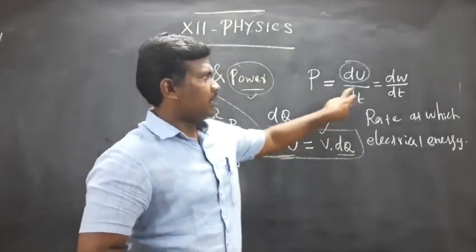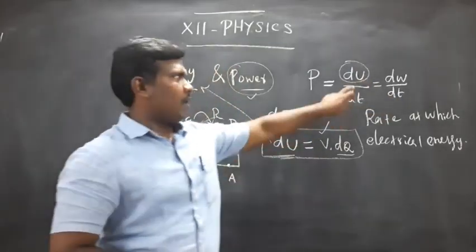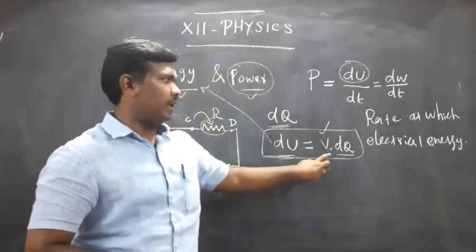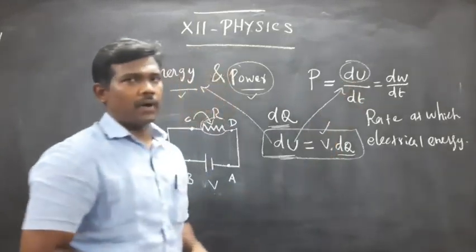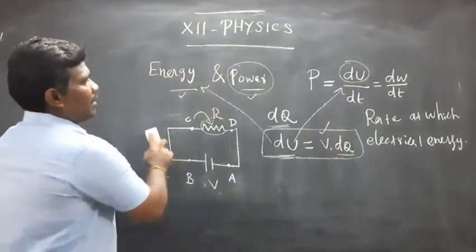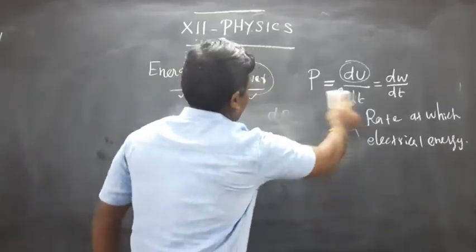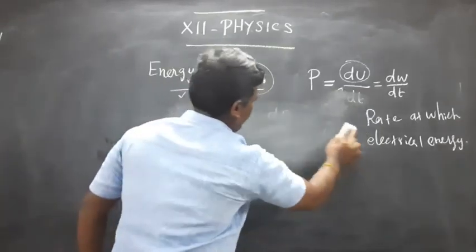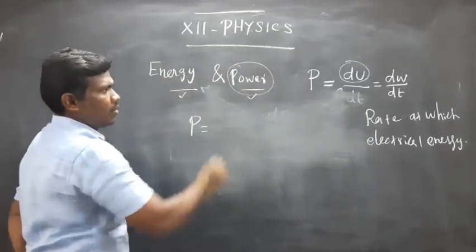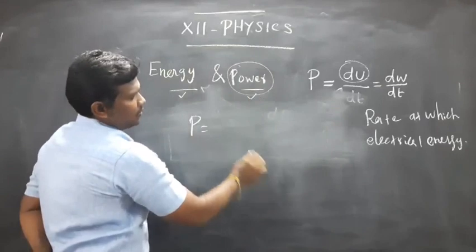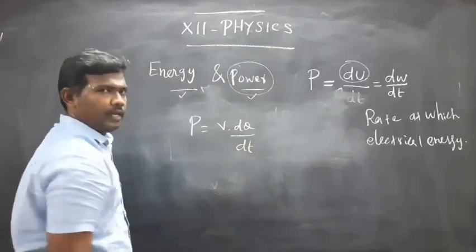So P is equal to dW by dt, or we can write dU divided by dt. We know the value for dU. dU is equal to V into dq. We are going to apply this dU value into this formula, and we get the power formula. So power P is equal to the dU value. What is the dU value? V into dq divided by dt.